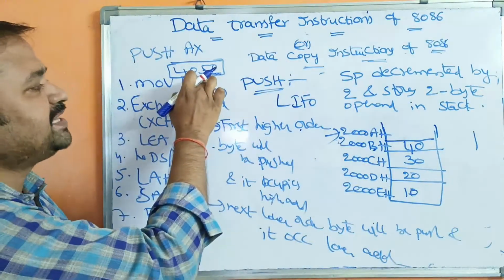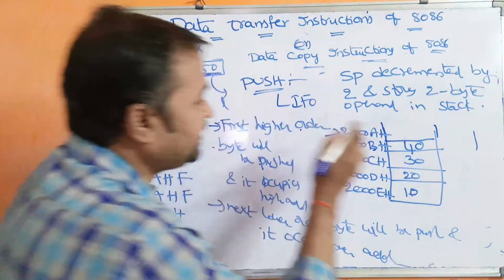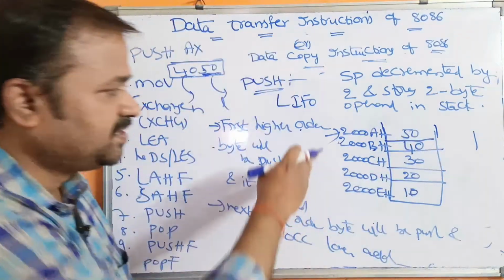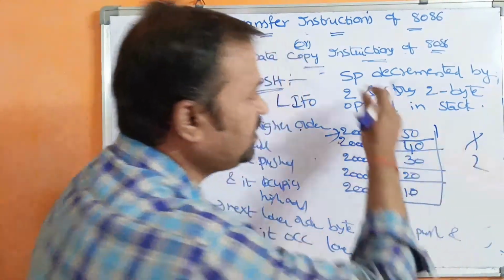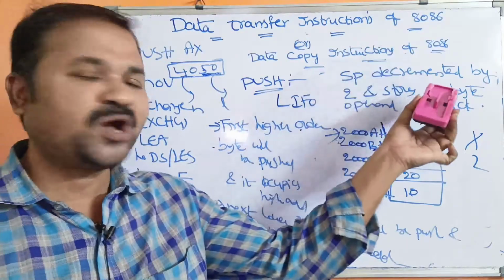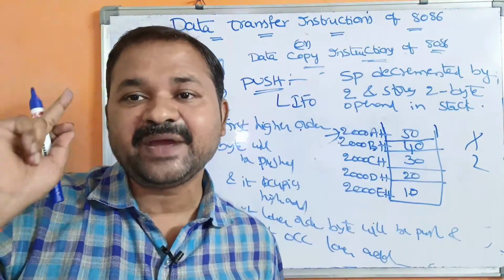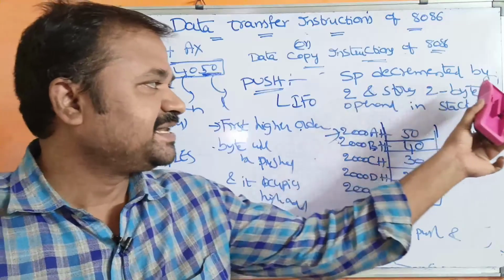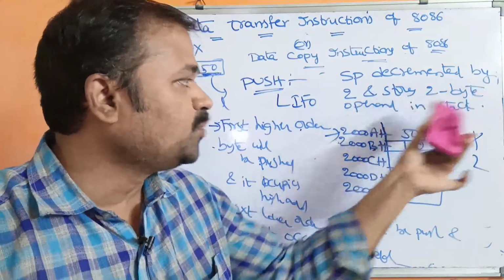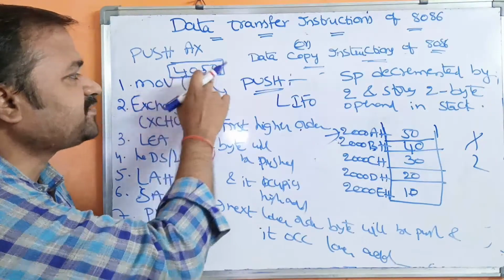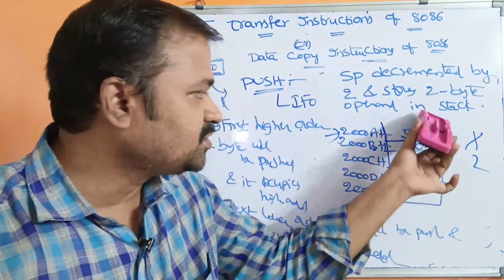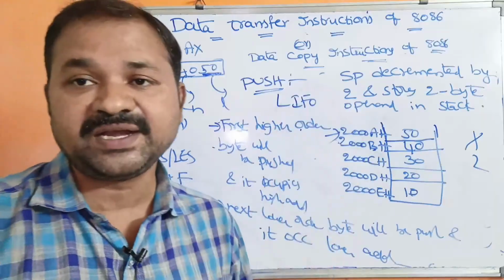Now let us push the lower order byte. Next we push 50. That means here we have decremented SP one more time. So that is the point we explained here. For the push operation, SP is decremented by 2 and stores a 2 byte operand into the stack. So what is the 2 byte operand? 40 is 1 byte, 50 is another byte. It stores the 2 byte operand into the stack.